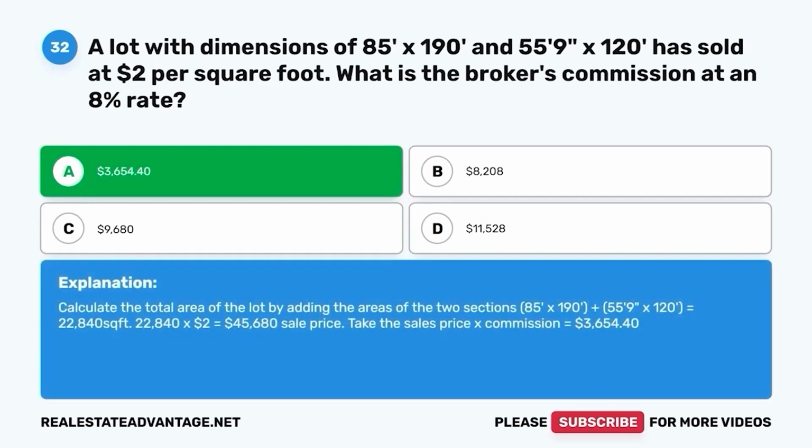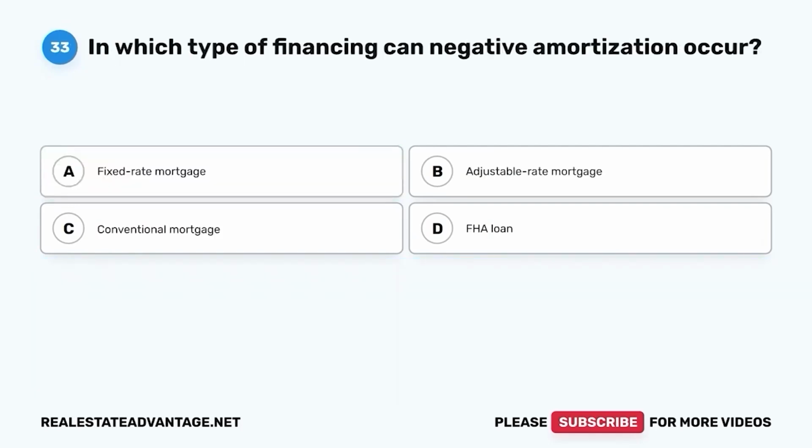Calculate the total area of the lot by adding the areas of the two sections, 85 feet by 190 feet, plus 55 feet 9 inches by 120 feet, equals 22,840 square feet. 22,840 times $2 equals $45,680 sale price. Take the sales price times commission equals $3,654.40. Question 33. In which type of financing can negative amortization occur?